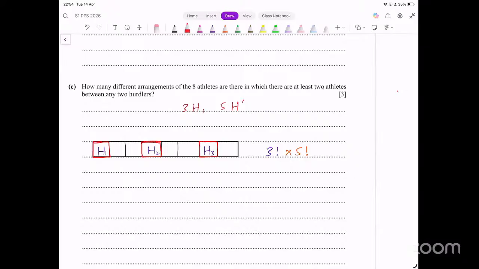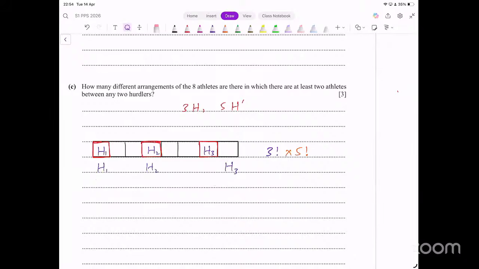Another possibility could be that we have something like this. 1 hurdler here, another hurdler here, and another hurdler at the end. That would also satisfy the condition, right? We have 2 boxes here, and then 3 boxes here. You have at least 2 other athletes between the 2 hurdlers. This could be another possible scenario, right? Let's call this the second possible scenario.